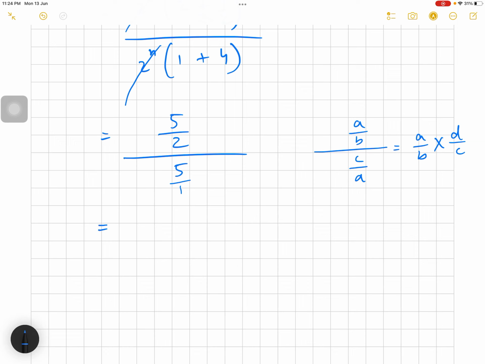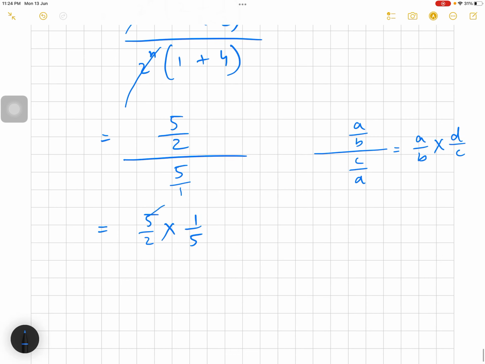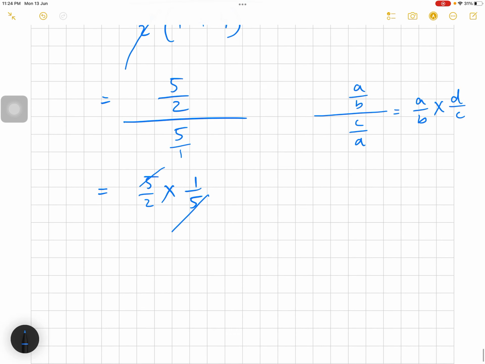Okay. So when I multiply, it would be 5 upon 2 divide by, instead of divide I'll multiply, and the denominator I have to take the reciprocal, so 1 upon 5. Okay. So 5 and 5 are cancelled. So what is remaining? 1 by 2.